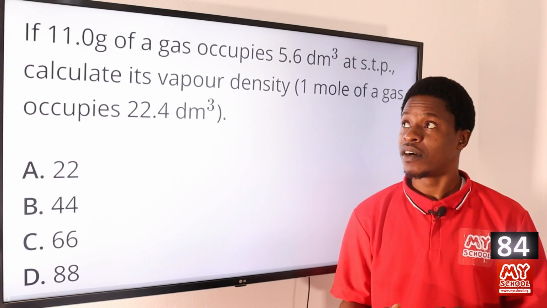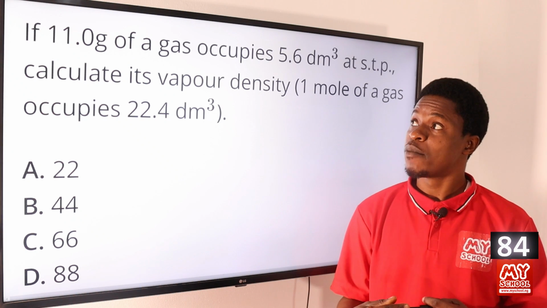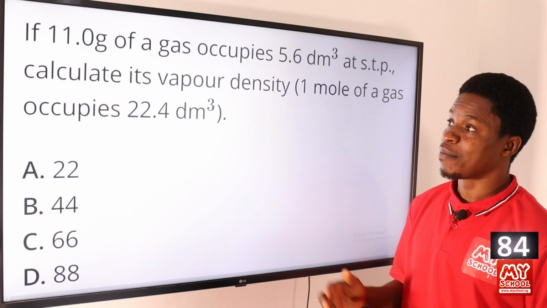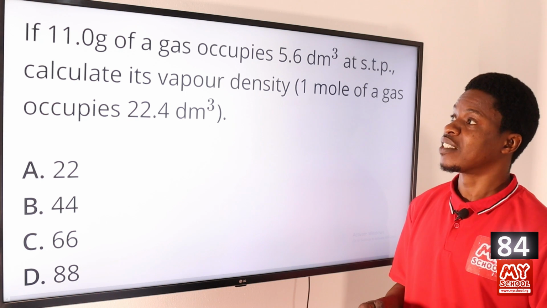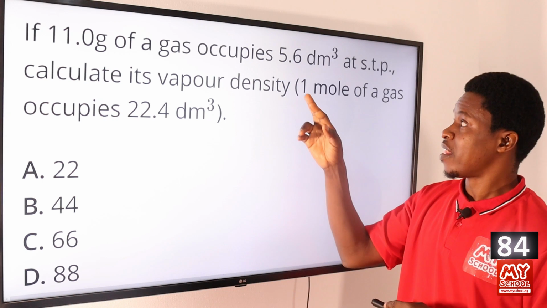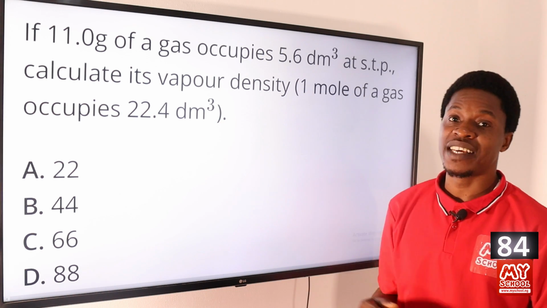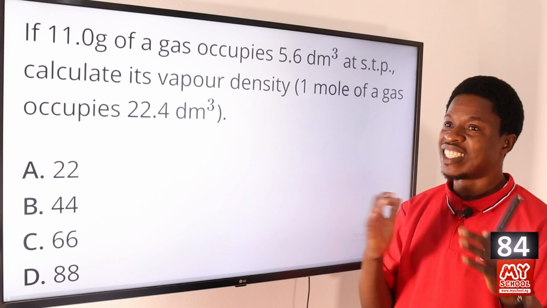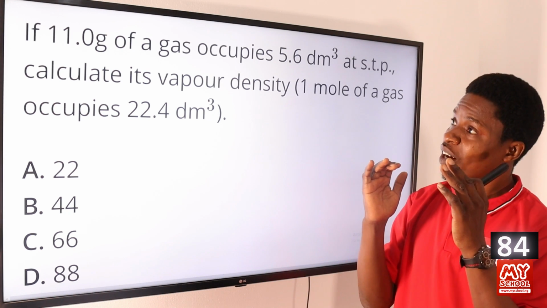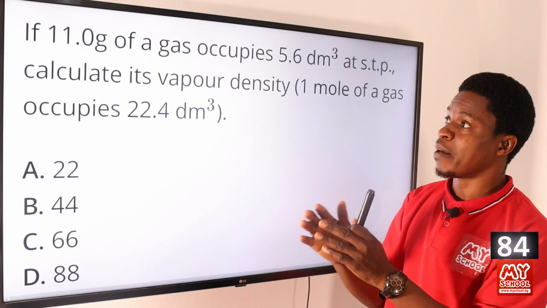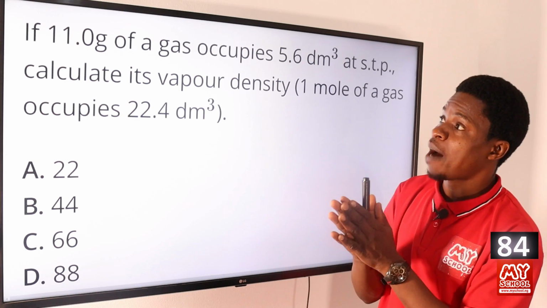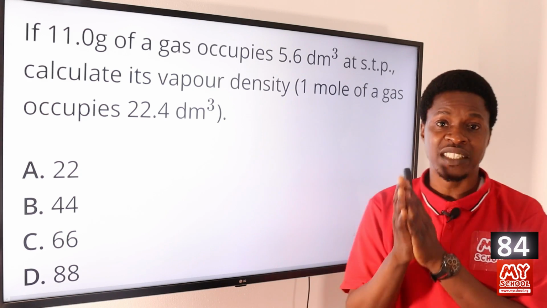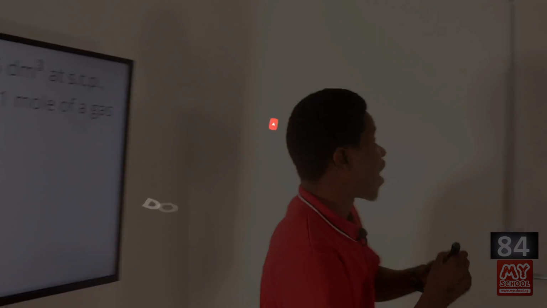Question number 84. If 11 grams of a gas occupies 5.6 dm cube at STP, standard temperature and pressure, calculate its vapor density, given that 1 mole of a gas occupies 22.4 dm cube. So this is just a simple proportion, okay? We don't know the gas, but we're given the mass of that gas. So 11 grams of a gas occupies 5.6 dm cube, okay? Let's move on to the board and solve that.